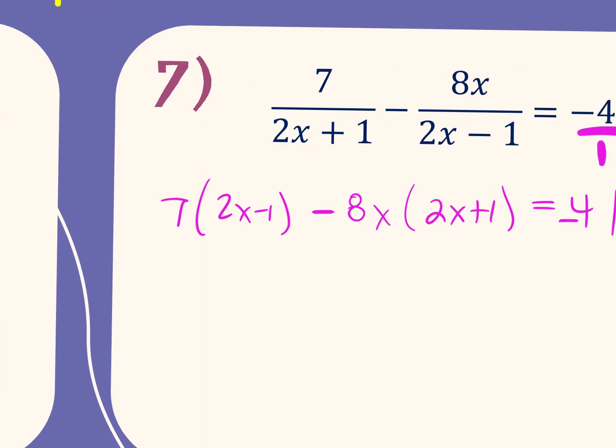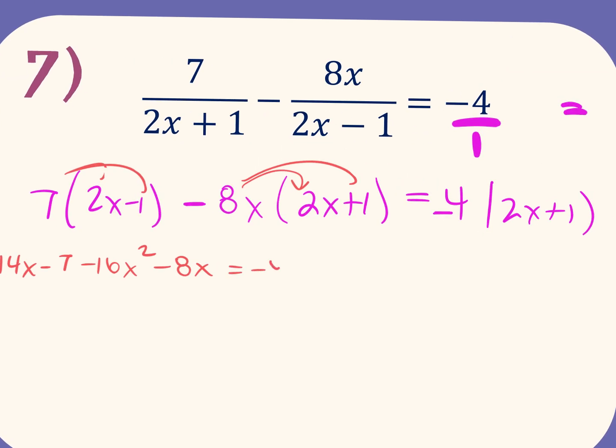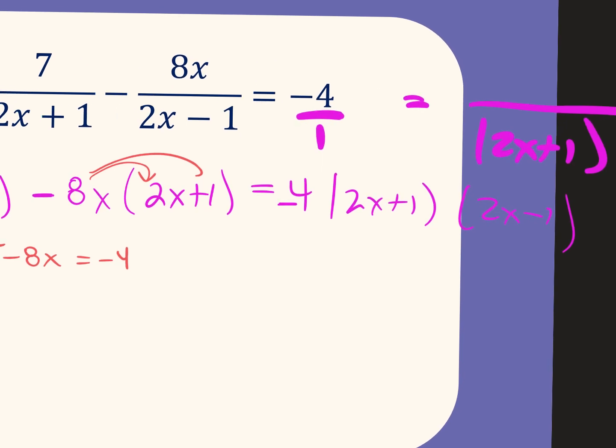I'm going to distribute. 7 times 2 is 14x. 7 times negative 1 is? Negative 7. Careful with signs. Then negative 8x times 2x is negative 16 what? x squared. I have a negative 8x and a positive 1, it's going to give me negative 8x. Yeah? All right, then on this side I have negative 4. If I'm going to FOIL out 2x plus 1 times 2x minus 1, what does that give me? 4x squared minus 1. Good.